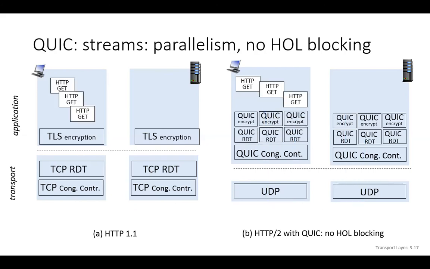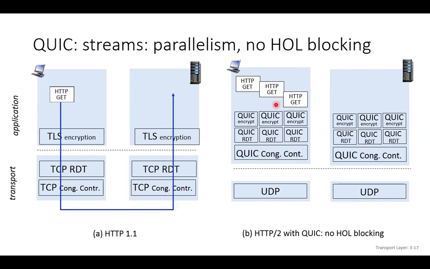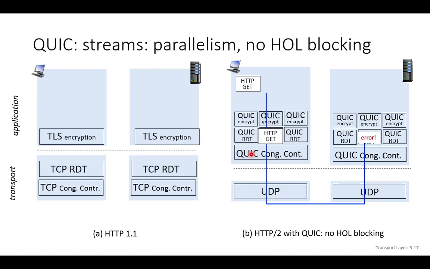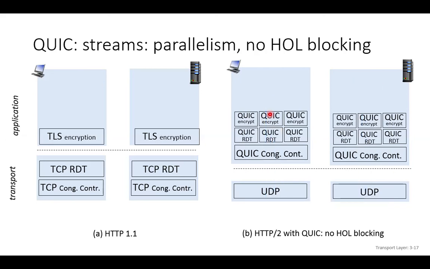But here it is different. When the second one is lost, the third one cannot be transmitted until the second one is correctly received. But here each data stream is treated independently. If the first packet is received and the second packet is lost, the third packet can be transmitted at the same time, because it will not wait, because this is another stream. This stream is independent from that stream. So this is the advantage, that there will be no head of line blocking.